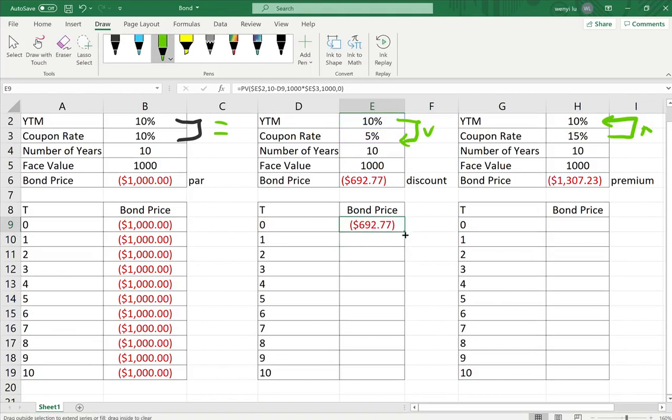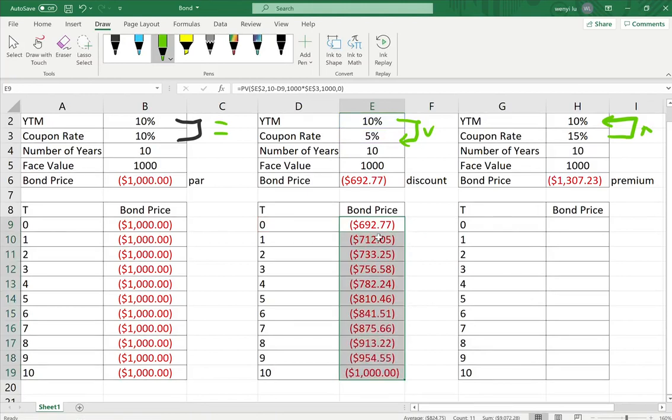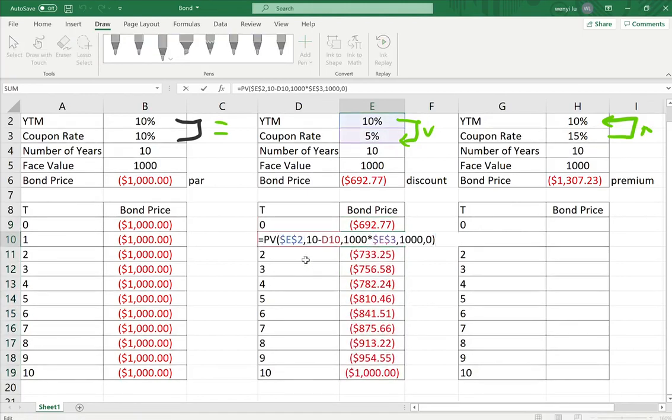We can continue to track the price in the other periods. On time 1, how many periods are left? It will be 10 minus 1, only 9 periods left. All the other inputs are still the same, but the number of periods left will be different across different times. You can see the price first trades at a discount, but as time passes, the price of the bond goes up until it reaches the face value at maturity.